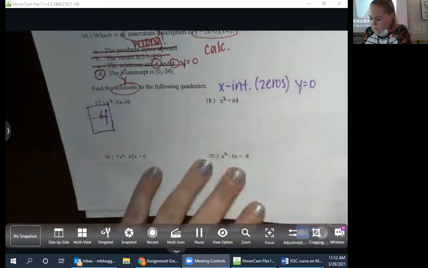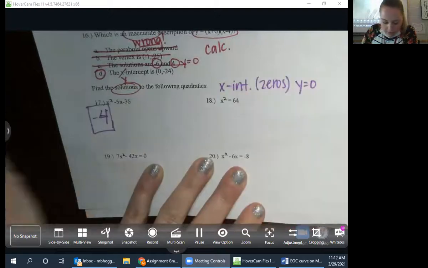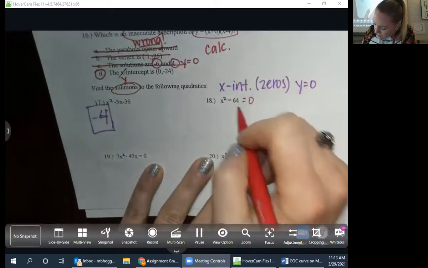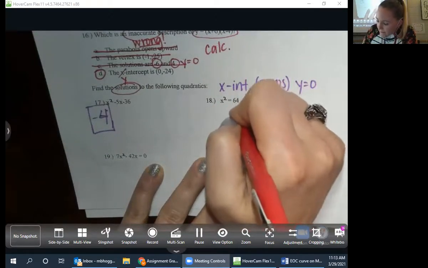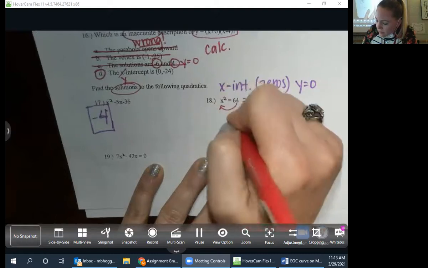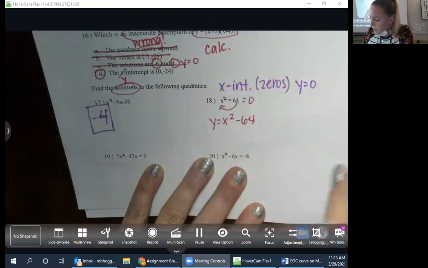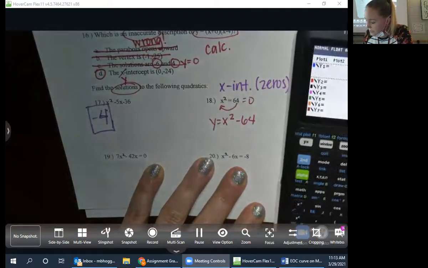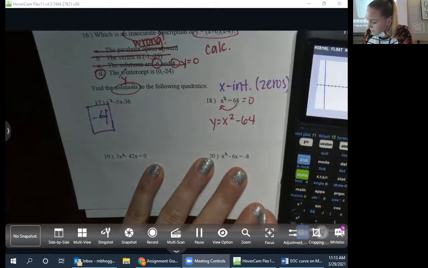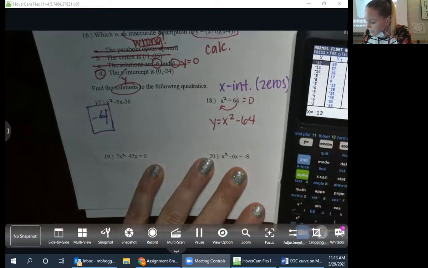All right. So on number 18, we have to set it equal to 0 first. So we do that. Then we had to move that 64 over. So x squared minus 64. And we're going to put that into the calculator in y equals x squared minus 64. All right, and then we're going to go to the table. Anywhere that y is 0.